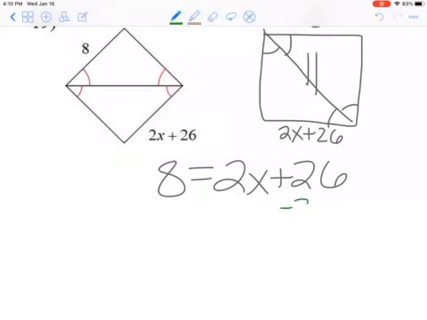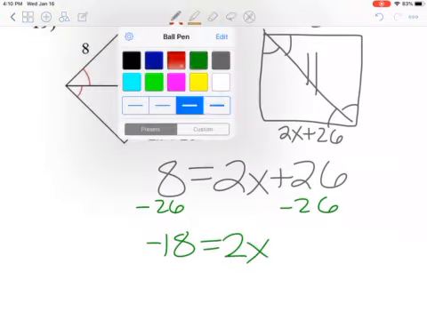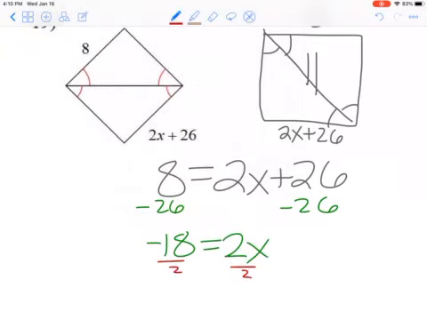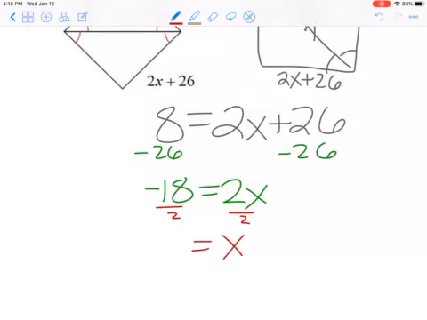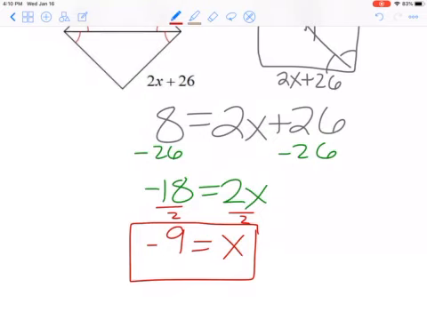So we're going to subtract the 26 to get negative 18. Then we're going to divide by 2. So we get x equals negative 9. Super easy problems. Use your logic.